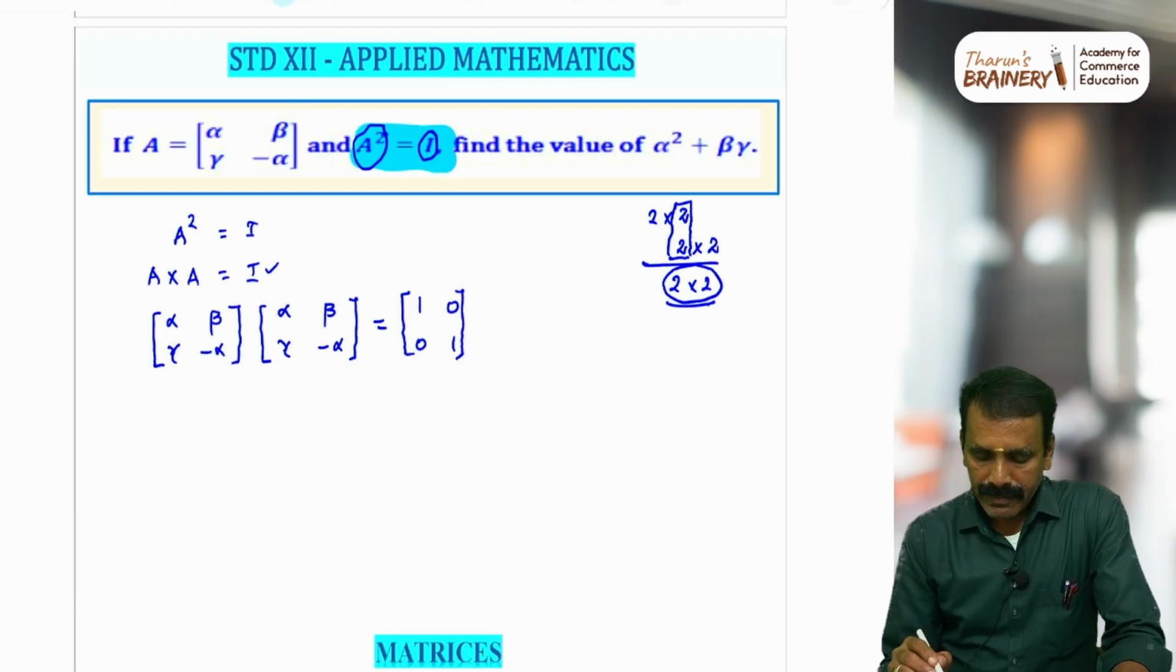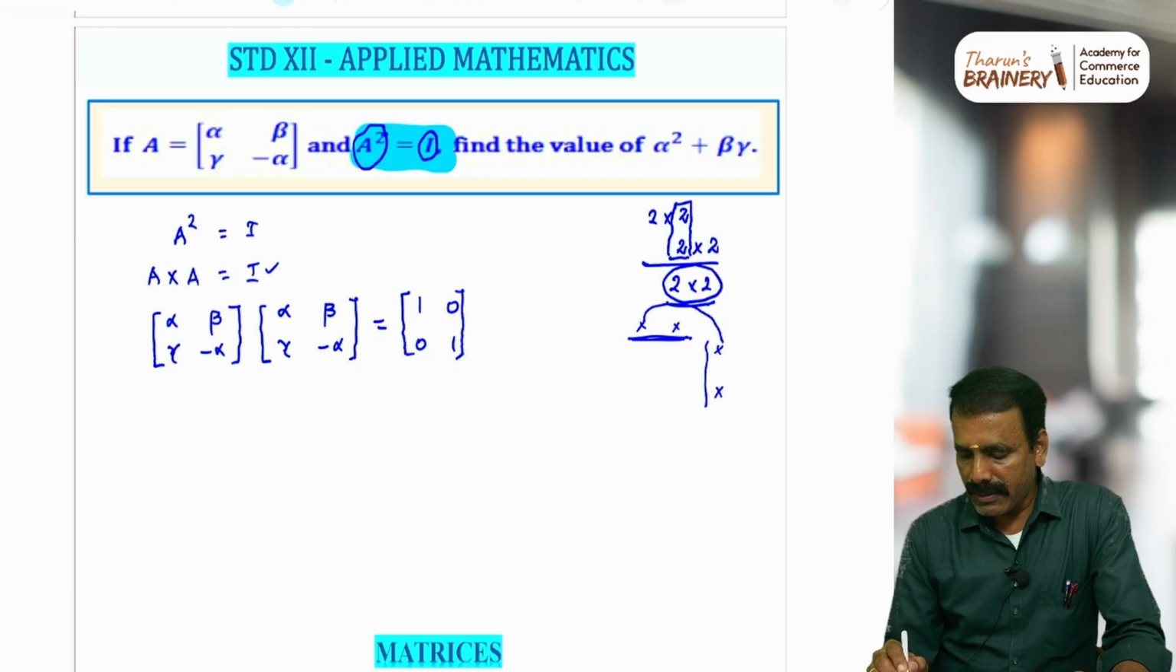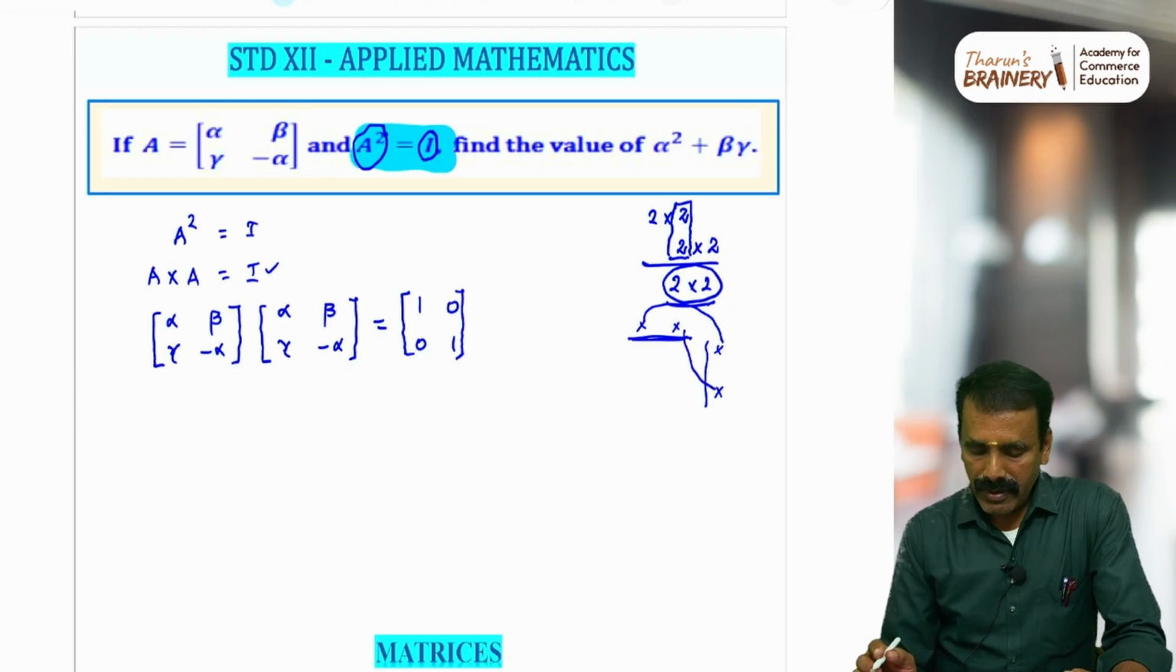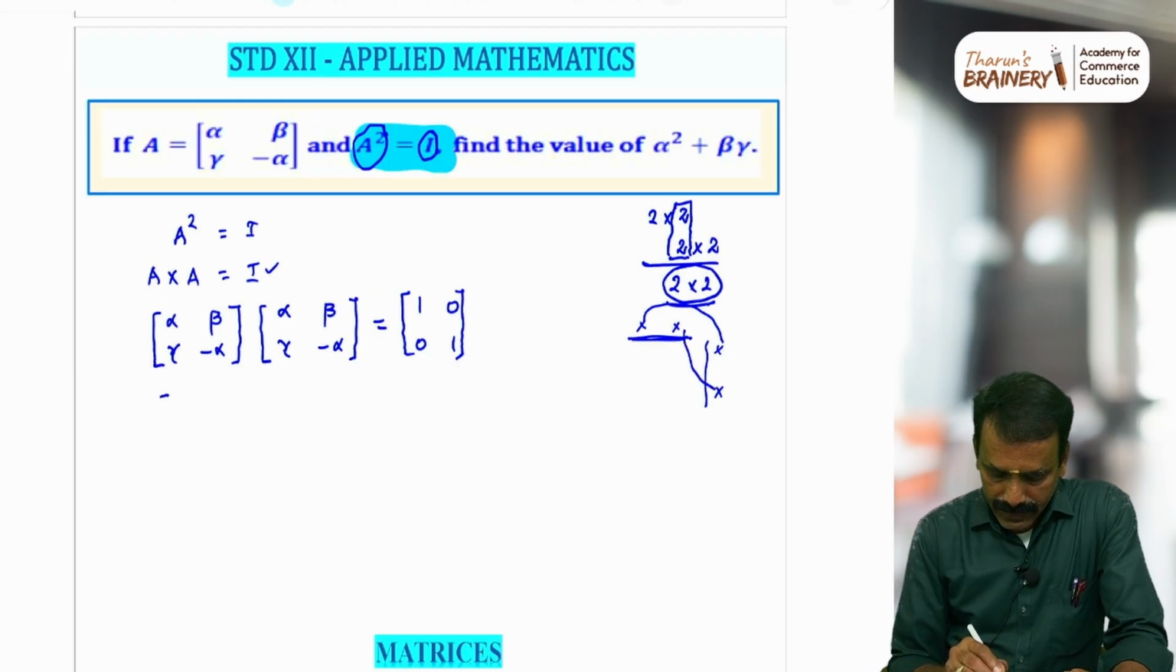How to multiply? Usual method. Row elements must be multiplied with the column elements. So the elements present in the row should be multiplied with the elements present in the column. The corresponding elements: the first element should be multiplied with the first element, the second element with the second element. This process we have to follow. So we multiply.